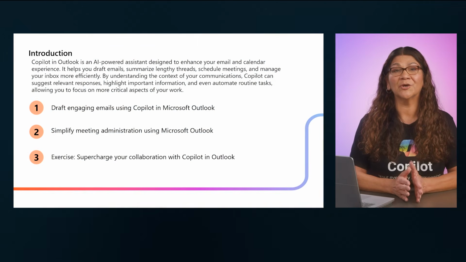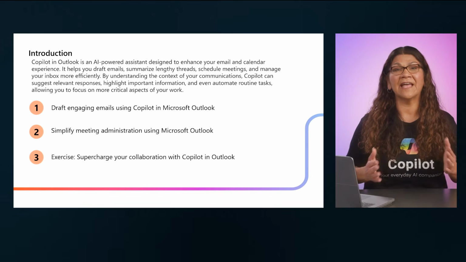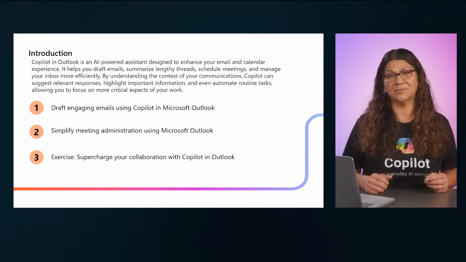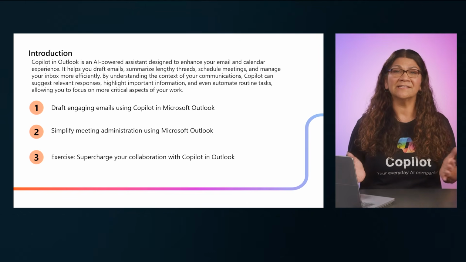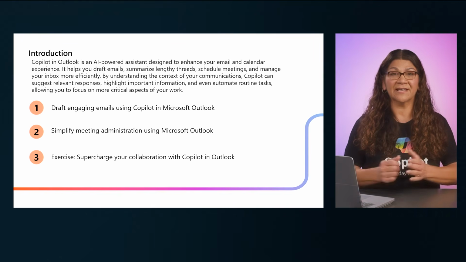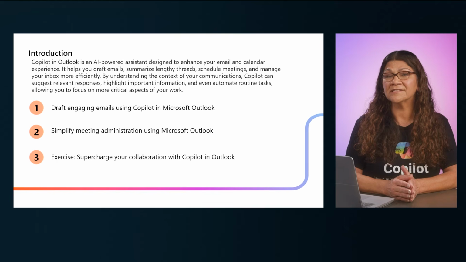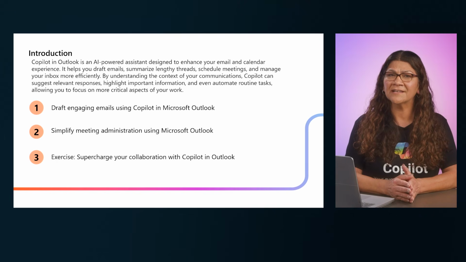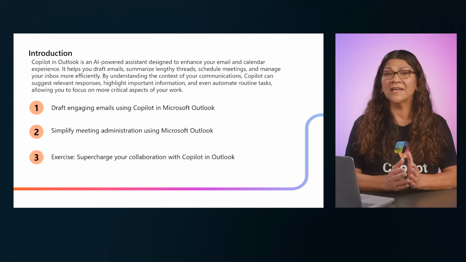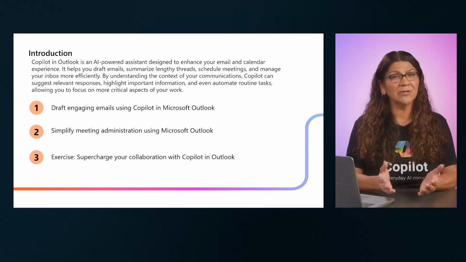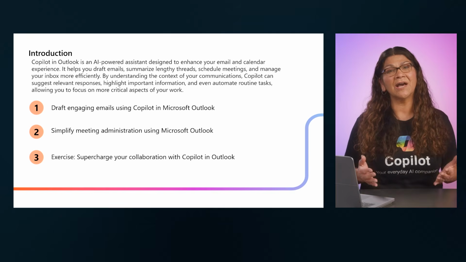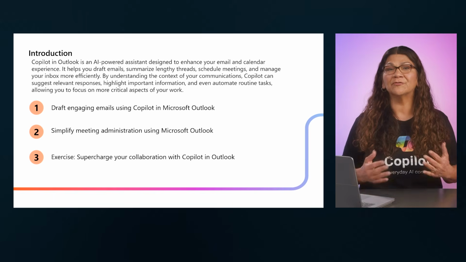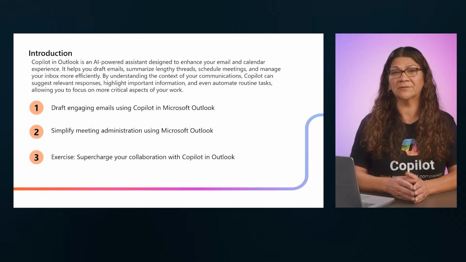This module introduces Copilot in Outlook as your everyday AI assistant for email and calendar management, helping you to draft clear, engaging emails quickly, summarizing long threads, simplifying meeting scheduling, and staying on top of your inbox. You'll see how Copilot understands context to suggest relevant responses and automate routine tasks, and then put it into practice by drafting emails, streamlining meeting administration, and completing a hands-on exercise that shows how Copilot can supercharge collaboration and free you up to focus on higher impact work.